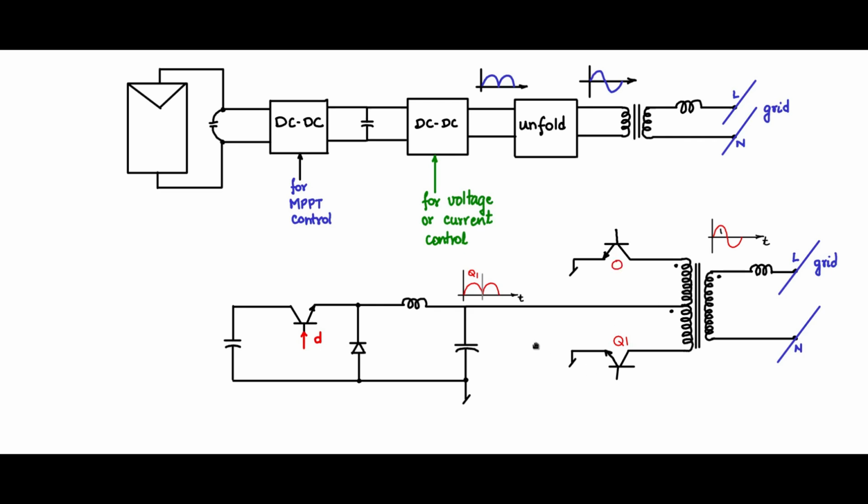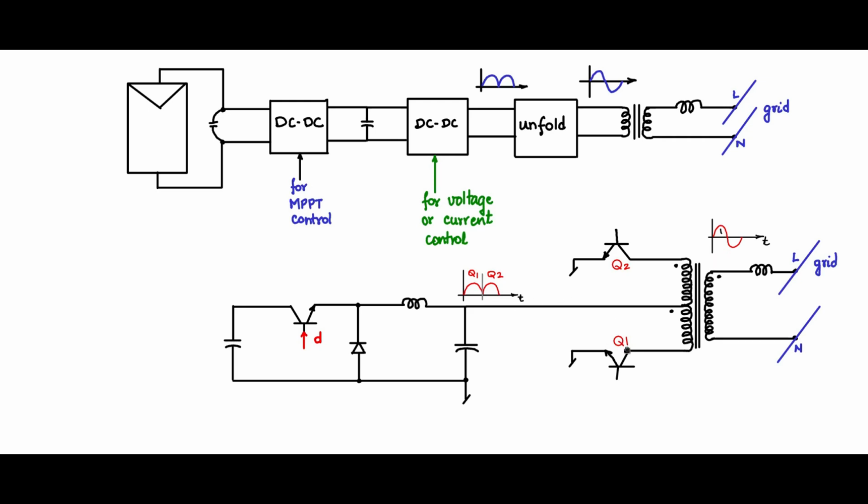Now when Q2 is switched on, Q1 is off. So this is the Q2 portion. When Q2 is switched on, the non-dot end is positive, which means the dot end is negative. This is the portion that gets inverted like this.